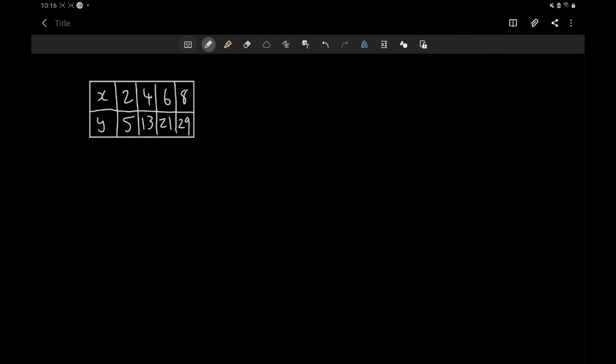In this example, we can see that the value of x increases by 2. So let's see if we can find the equation of the line given this table of values. Again, we start off with the general formula. Y is equal to mx plus b. And we need to calculate the value of m first. So let's do that. M is equal to, it's a gradient, so it's rise over run.